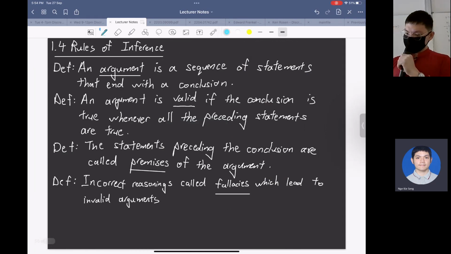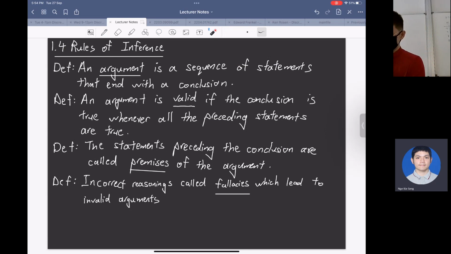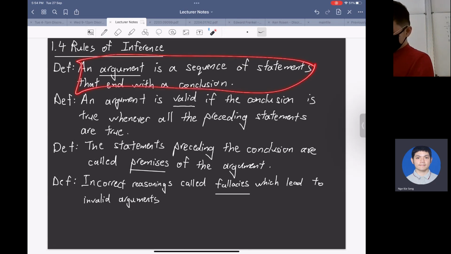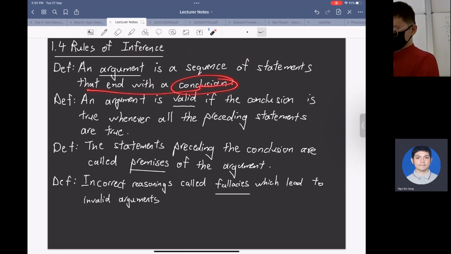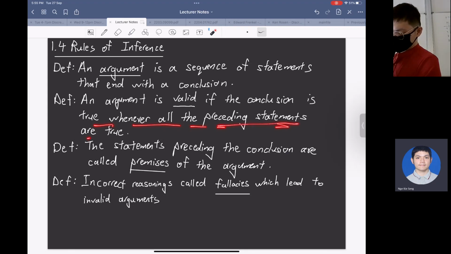So these are some words you need to learn, but not very important. When you want to discuss stuff, you should know what words to use. An argument is a sequence of statements. I already told you what a statement is, right? Something that's true or false, that ends with a conclusion. This conclusion is just some English conclusion. An argument is valid if the conclusion is true whenever all the preceding statements are true. The statements preceding the conclusion are called the premises of the argument.